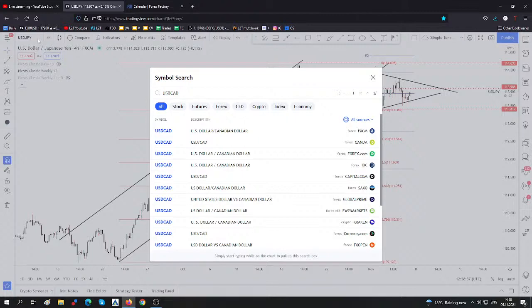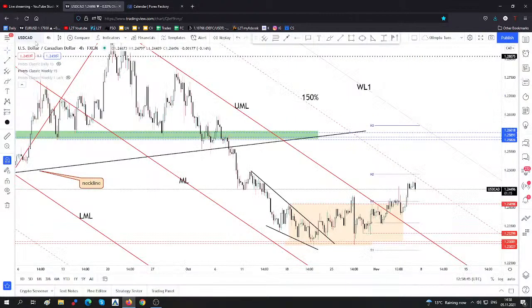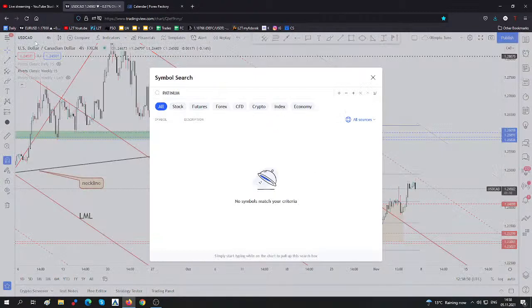Okay, so US dollar, Canadian dollar, before talking about this platinum, let's take a look.